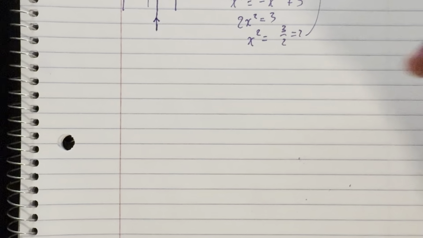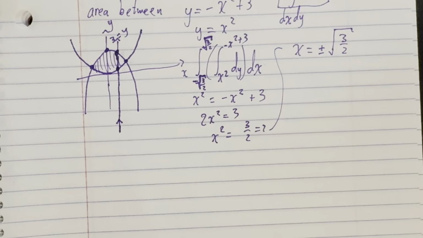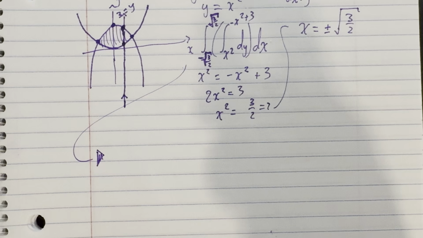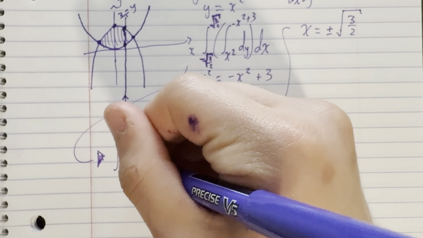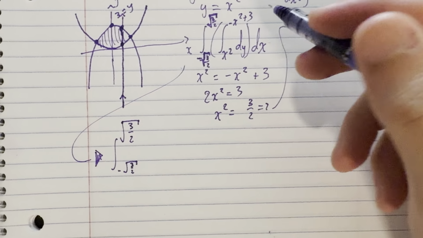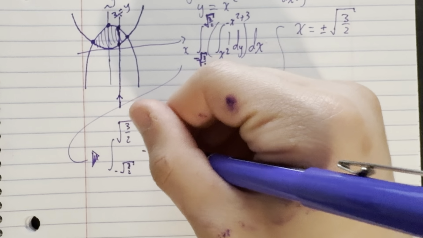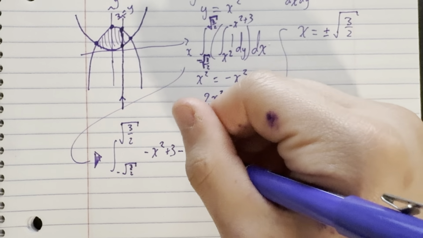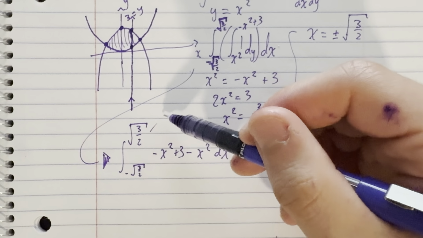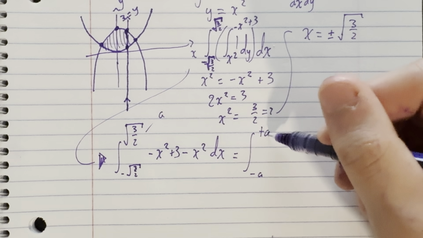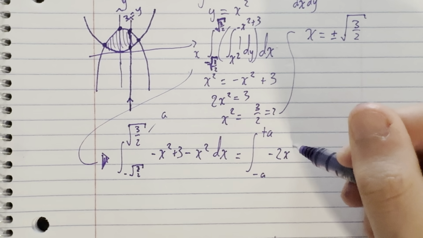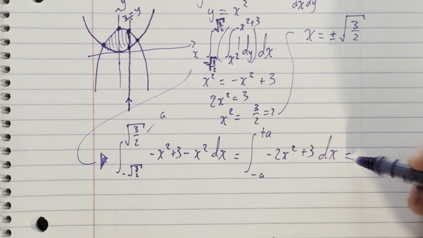So this is our integral. That means if we partially evaluate it, we're going to get the integral from negative root 3 over 2 to positive root 3 over 2, and then there's a 1 in here. You're going to get negative x squared plus 3 minus x squared dx. I'm going to call this a, so this is going to be minus a to plus a. I don't feel like writing that all the time. Okay, so you're going to have minus 2x squared plus 3 dx.